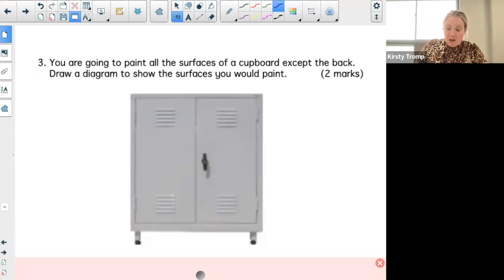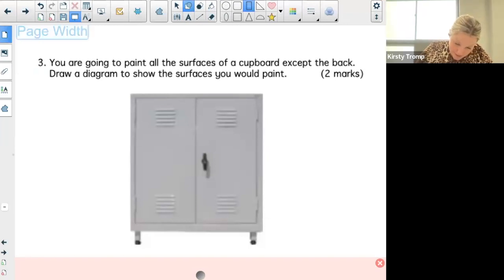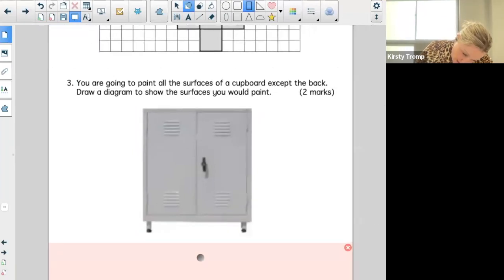All right, let's have a look. So we want to paint all the surfaces except for the back. So in other words, I'm going to draw it on the side here. Okay, I'm going to cheat a little bit and I'm going to do my rectangle again. You guys are going to use your ruler. So I definitely want to paint the front of the cupboard.